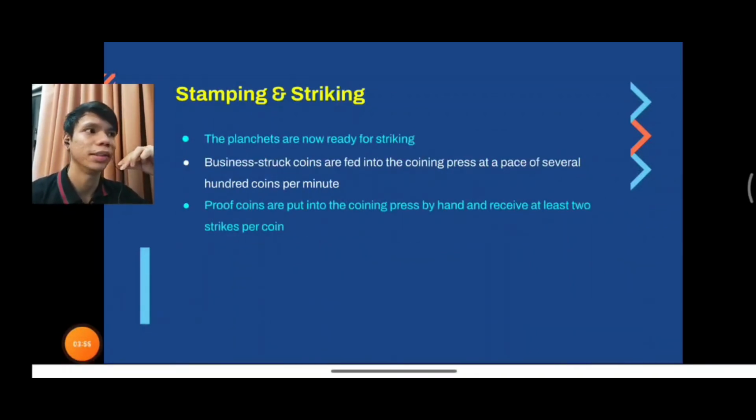So this is the second last process, stamping and striking. The planchets are now ready for striking. Business strike coins are fed into the coining press at a pace of several hundred coins per minute. Proof coins are put into the coining press by hand and receive at least 2 strikes per coin.